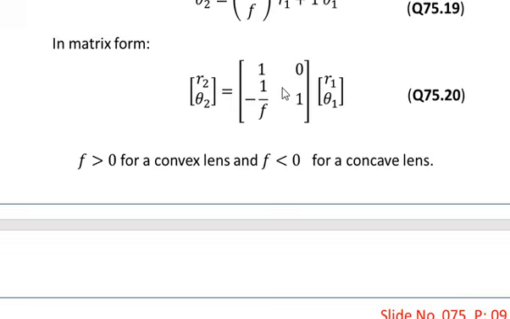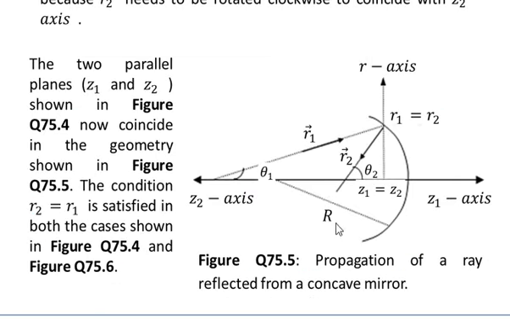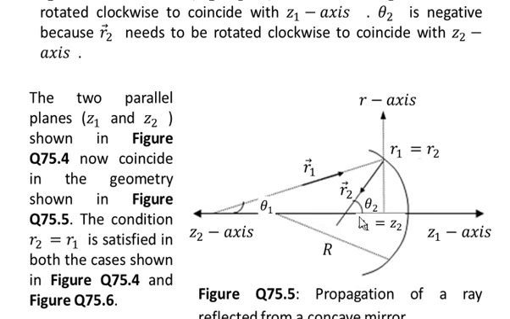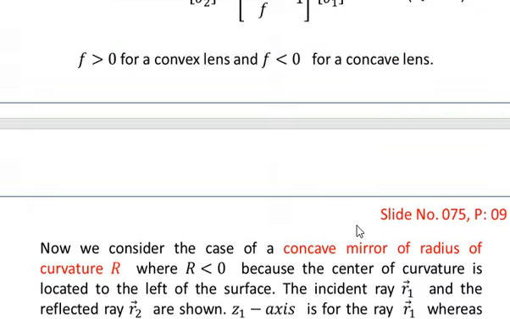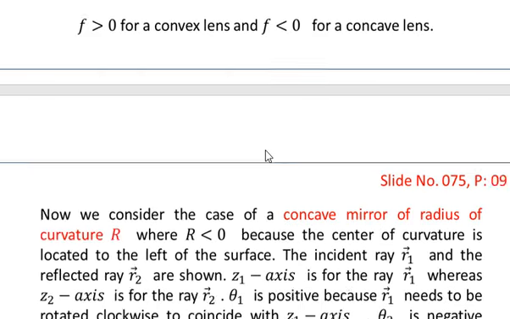Then we have used this matrix in order to obtain the matrix for the concave mirror of radius capital R. Since this is a concave mirror of radius capital R, and the center of curvature is lying to the left of this surface, R will be taken as negative. So here for this geometry, R is negative. But we are using this matrix in order to find the matrix for that quantity, because for that quantity F will be replaced by capital R by 2.